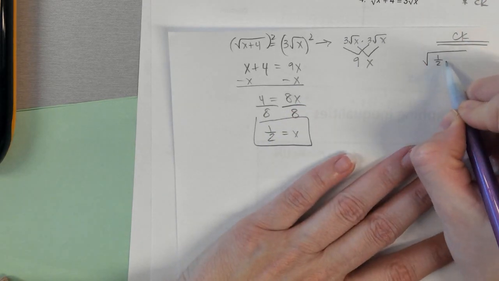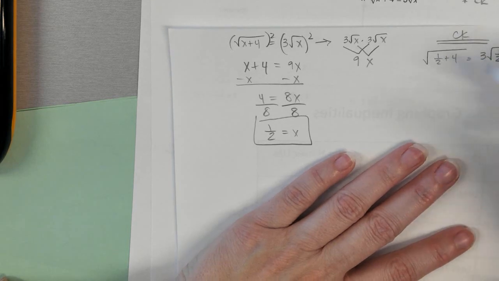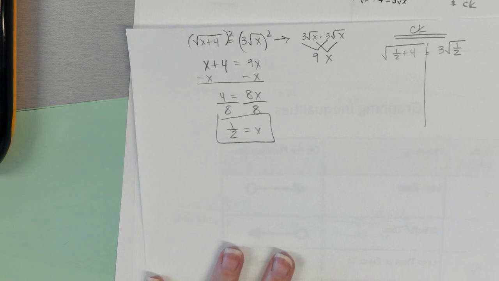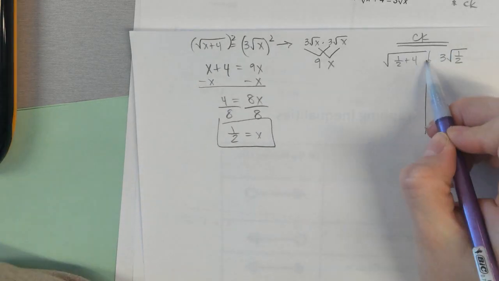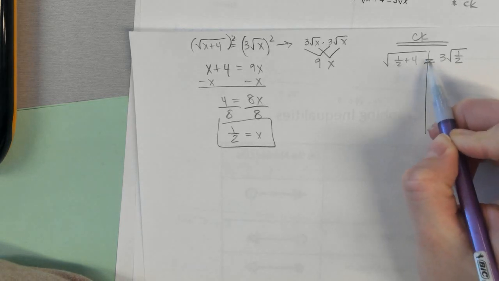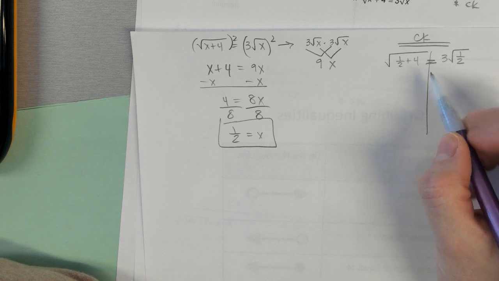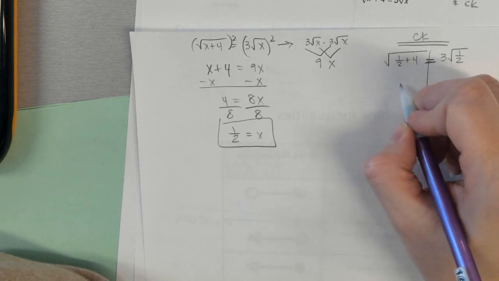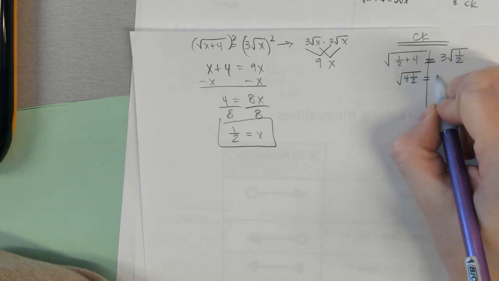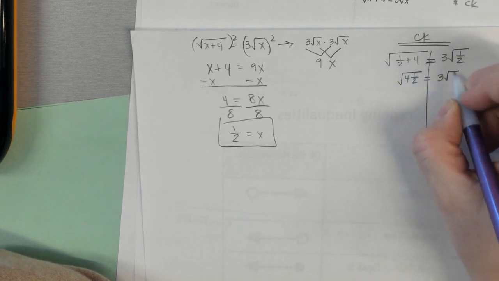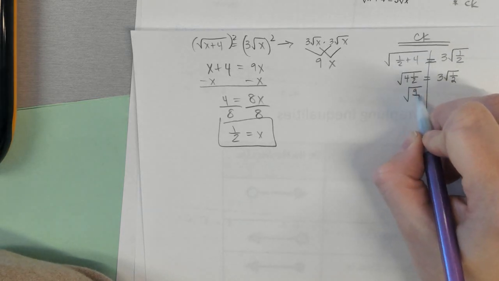So if you have 1/2 plus 4 equals 3 over 1/2. Remember, when you're doing the checks, you cannot square both sides. You could only do those types of operations when you know they're equal. We don't know if they're equal. That's why we're checking it. Okay? So this is 4.5. 4.5 as a fraction is what? As an improper fraction. 9 over 2. So square root of 9 over 2.